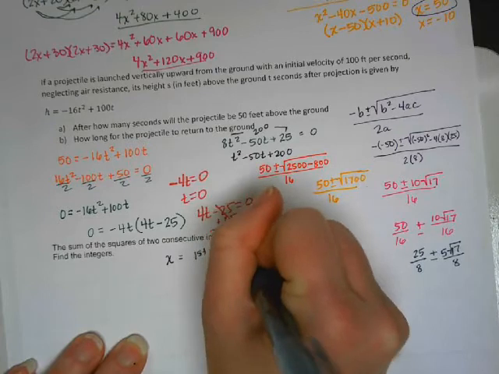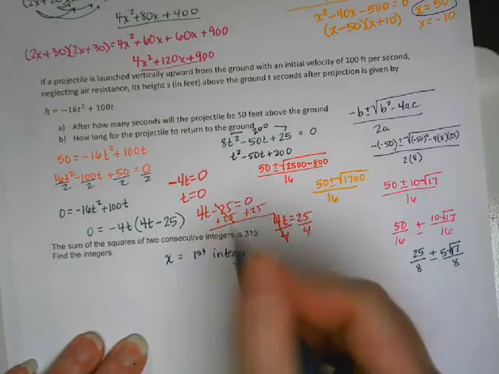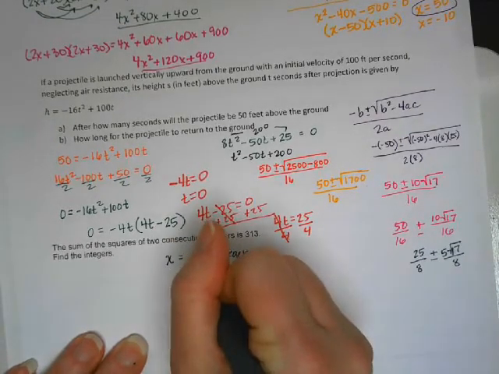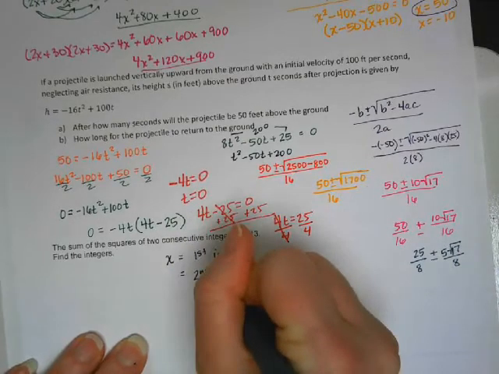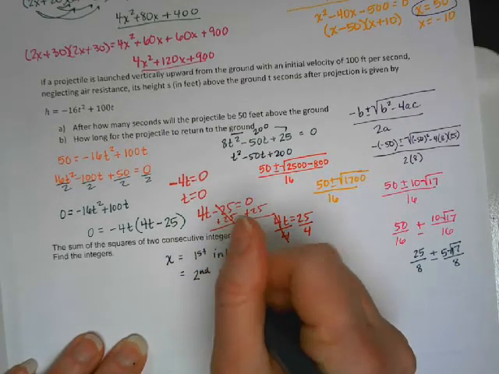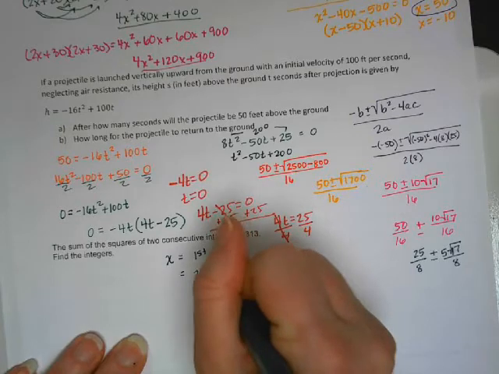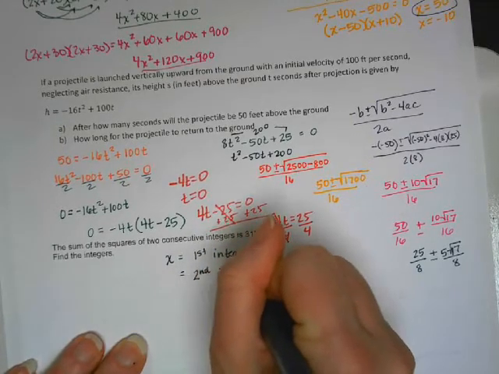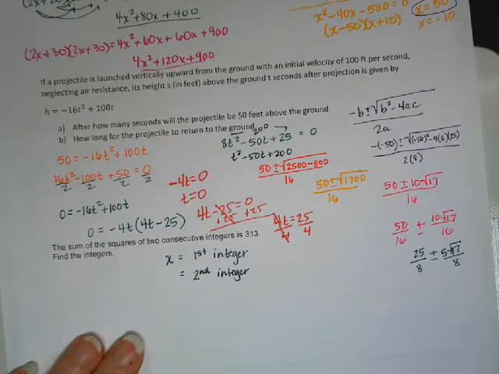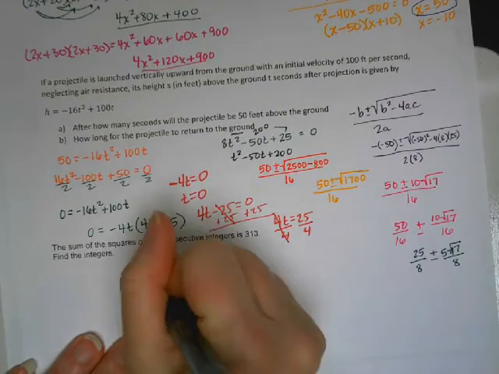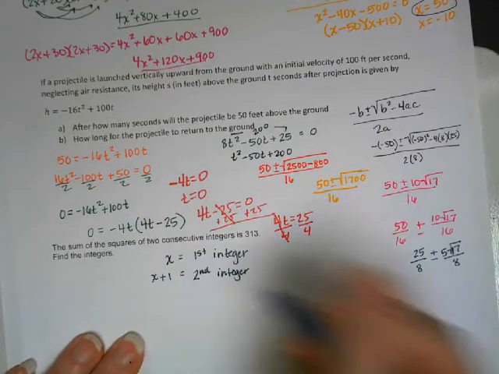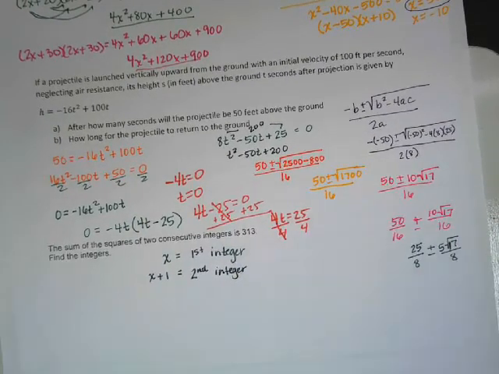So if x is my first integer, how do I represent the next integer? What makes them consecutive? They're back to back. What makes numbers back to back? Plus or minus 1. Actually it doesn't matter what you do. You could do x plus 1 or you could do x minus 1. I'm just going to do x plus 1. So x is my first integer, x plus 1 is my second integer.